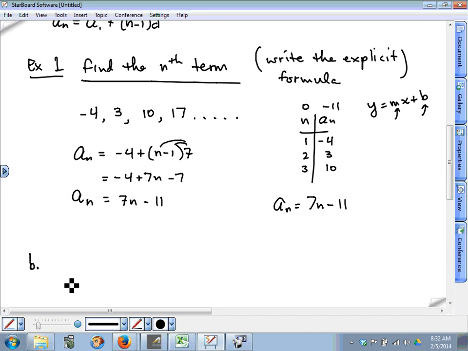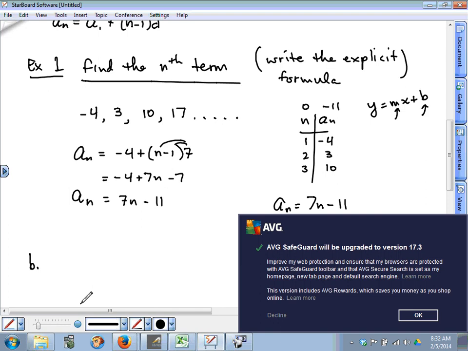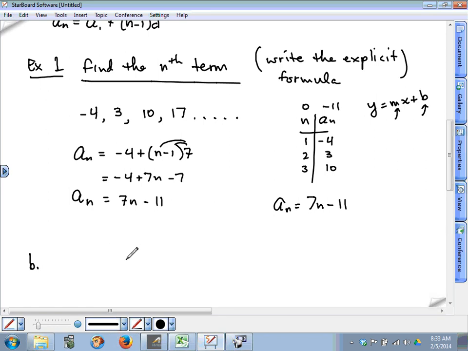Let's try another one. Part B. Same thing. Find the nth term of the sequence 2, -1, -4, -7. Again, don't just assume it's arithmetic. Check it. Is it arithmetic? What do you think? Is it arithmetic? Okay, what's the common difference then?